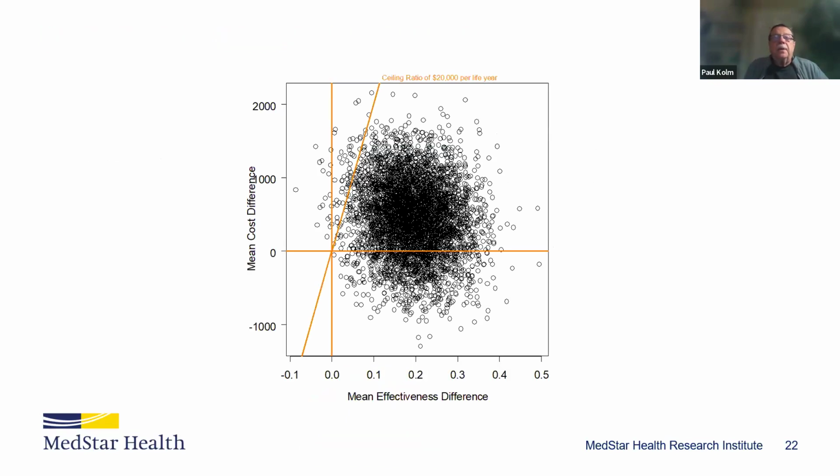And then when we plot it, we get a graph that looks like this, where each dot indicates the mean effectiveness, and on the vertical axis, the mean cost difference. And so that way we can tell whether a particular procedure or treatment or whatever is cost effective.